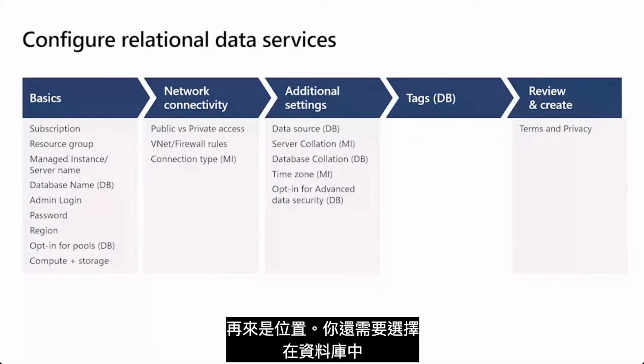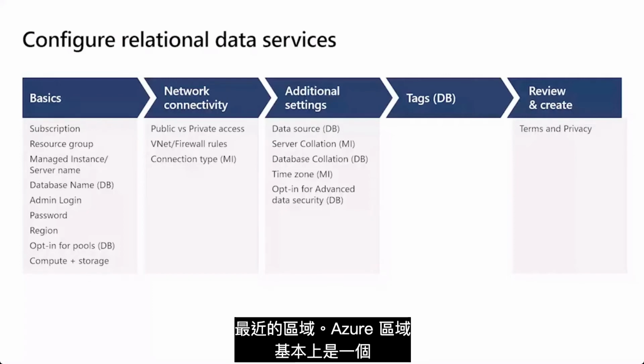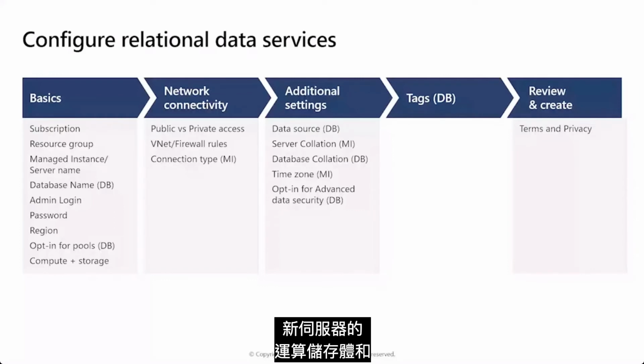In the location, you need to choose the region to deploy that database server and database to. Typically you would choose a region that is closest to you or closest to your user. An Azure region is essentially one or more Azure data centers in the geolocation where your resources are being deployed and hosted out of. In the compute and storage part, you need to specify the compute, storage, and backup configurations for your new server. Typically, this is bundled up into what's called DTUs, or database transaction units.